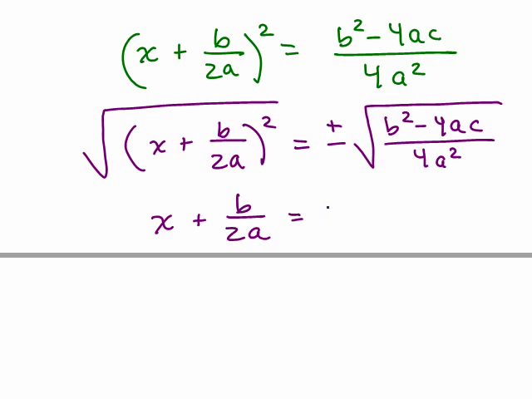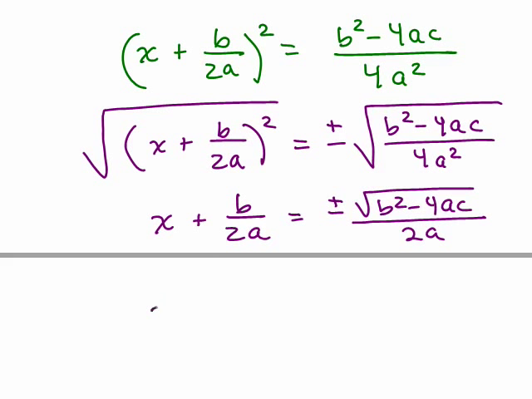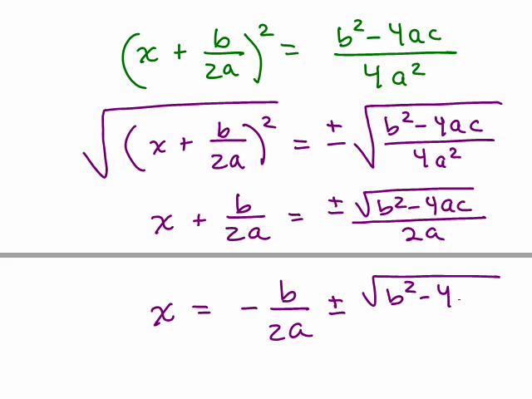And on this side, I have a plus or minus, the square root of the top, which is b squared minus 4ac, over the square root of the bottom. Well, the square root of 4a squared is 2a. Almost done. So now I'm going to subtract b over 2a from both sides. So I get negative b over 2a, then I have this plus or minus the square root of b squared minus 4ac over 2a.